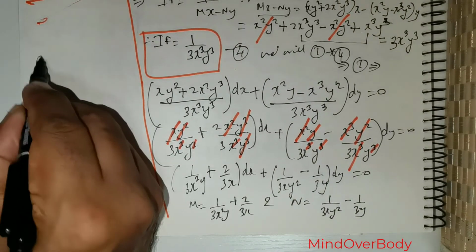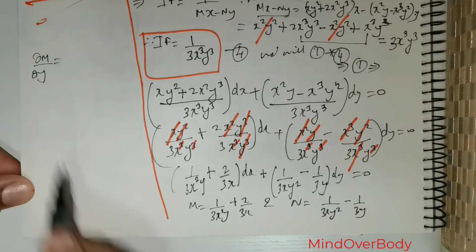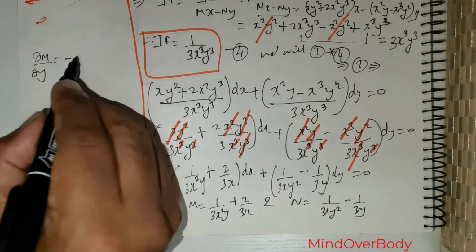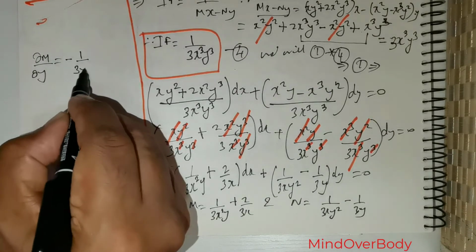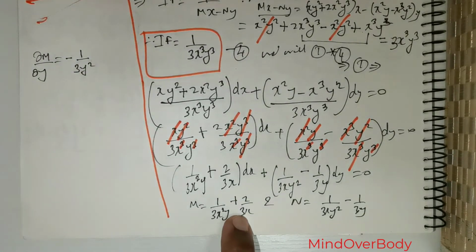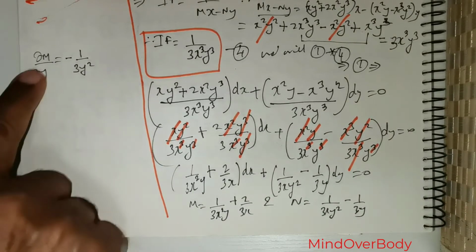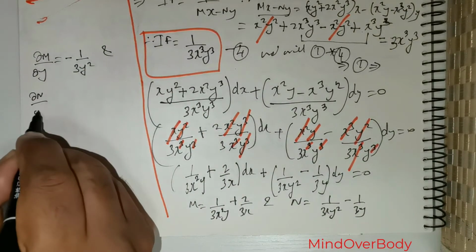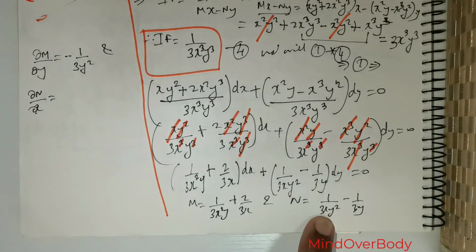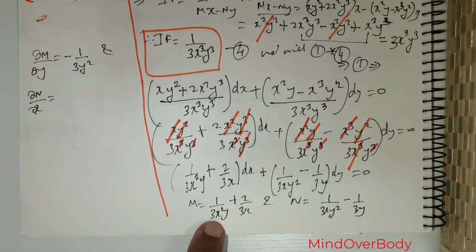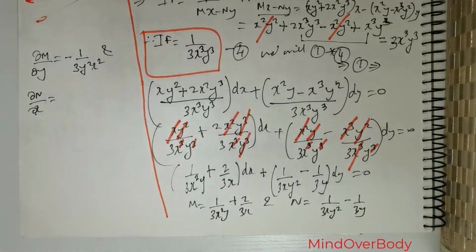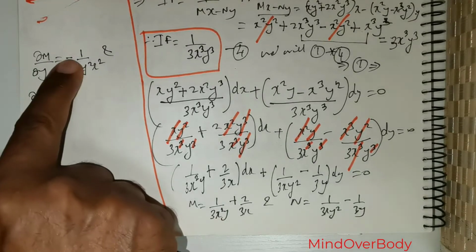So I would like to find out what is dou m over dou y. Differentiating this is going to give me negative 1 over 3 times y squared. And this is going to be 0, right, because we want to find dou m over dou y, and dou n over dou x is equal to... of course, one important thing, I need to get rid of this, I need to place this x squared, so that's also important, because it's x squared times y. So this is what we have got.